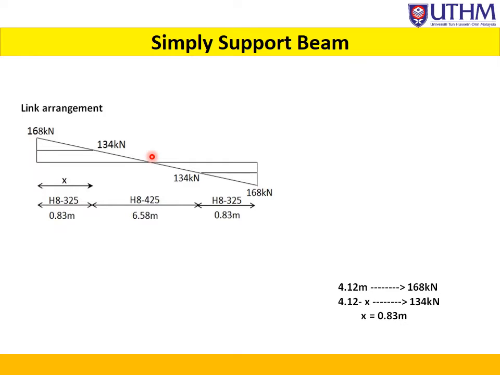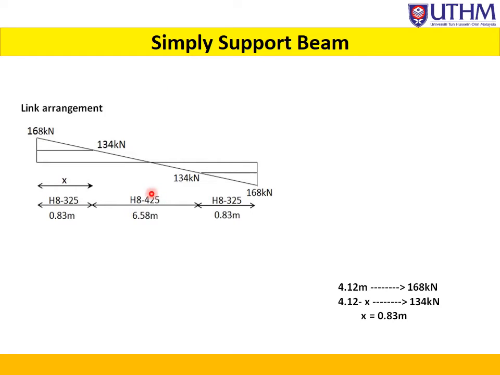Our link will have two spacing, maximum and minimum spacing. We know our maximum shear occurs at the support where the value is 168 kilonewton. For this, our spacing is 325. The value of shear force reduces as it reaches midspan of the beam. That's why we calculate the minimum link. Our minimum link is 425 mm.